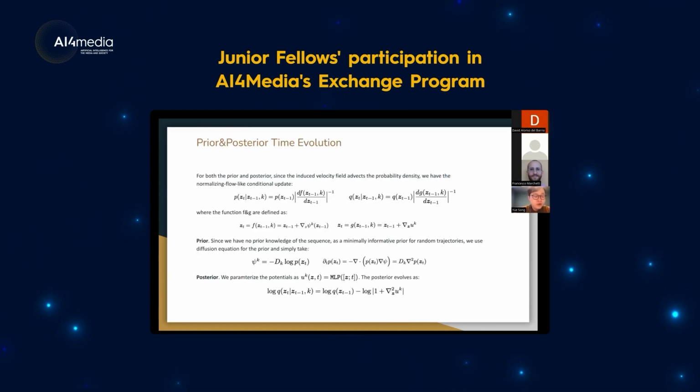Since for both the prior and the posterior, the induced velocity fields can change the probability density, we also have a normalizing-flow-like conditional update of the prior and the posterior density at the different time steps. Here f and g are functions of the latent sample change. We enforce a scalar potential field and use its gradients as the vector fields. For the prior distribution, since we have no prior knowledge of the sequence, we don't know what transformation is applied in the image space. So we just use the diffusion equation to model the prior evolution as a random diffusion process. And for the posterior, we take the potential as a function of z and t, and we use the gradients to derive the conditional update according to the normalizing-flow-like update.